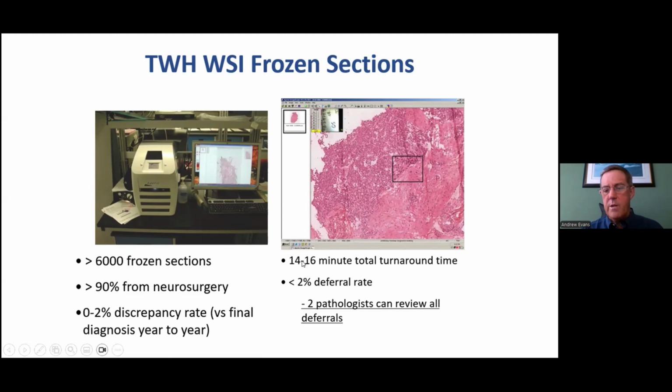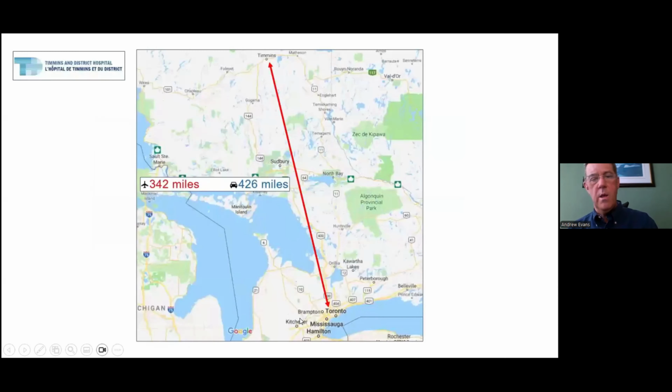We had a 14 to 16 minute turnaround time, which was in accordance, for single block frozen sections, with College of American Pathologists turnaround time criteria. And our deferral rate was less than 2%, where we had to tell a surgeon that we could only take a given specimen so far intraoperatively. And the quality point here is that at least 2 pathologists were able to review all deferrals. And this gave more confidence to the surgeon as well.